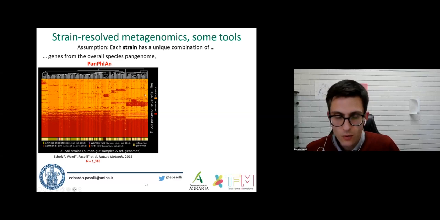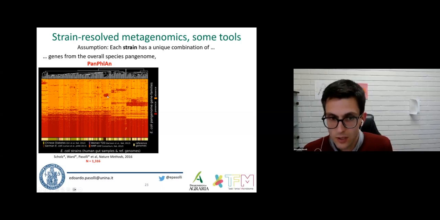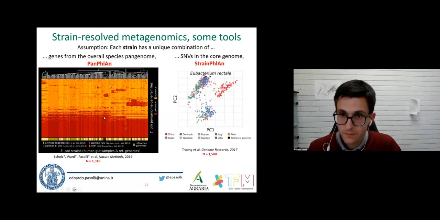So in general, what is the output that we can get? This is the output for a single species. This is the case of Escherichia coli. We have here different samples, different metagenomes. In the different lines we have the presence or absence of specific genes and gene families: in red the presence, in yellow the absence. And from here we can identify core genes, genes that are associated with a particular phenotypic characteristic, and so on.